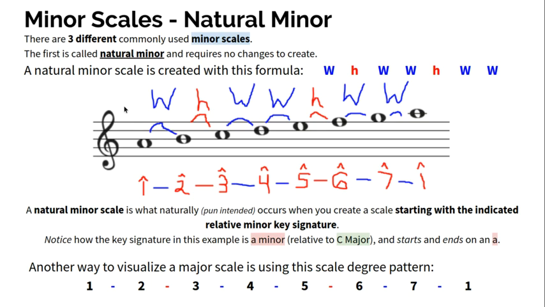So we have two options. This could either be a C major scale or it can be an A minor scale. They are relative to each other. They are related. Since this one starts with an A and ends with an A, we know that this one is going to be an A minor scale. Here's what a minor scale sounds like.